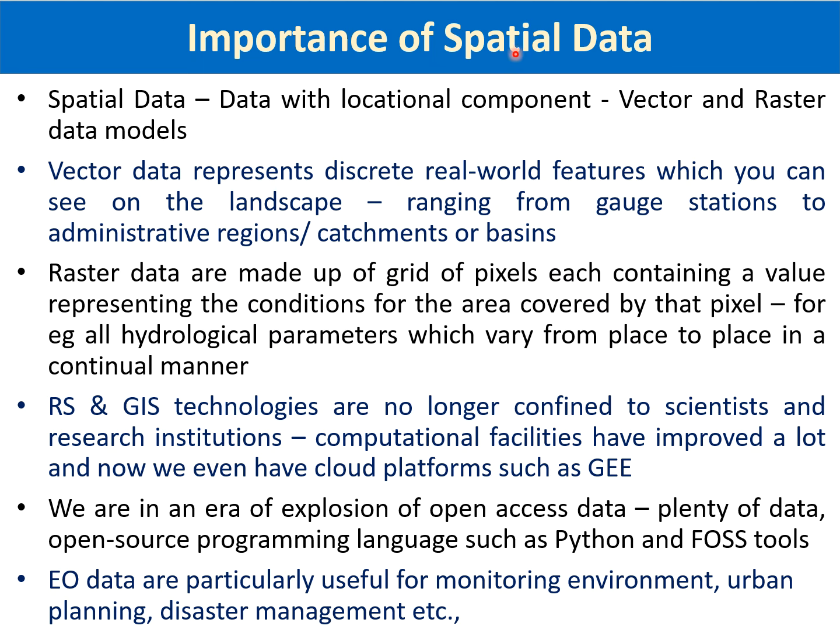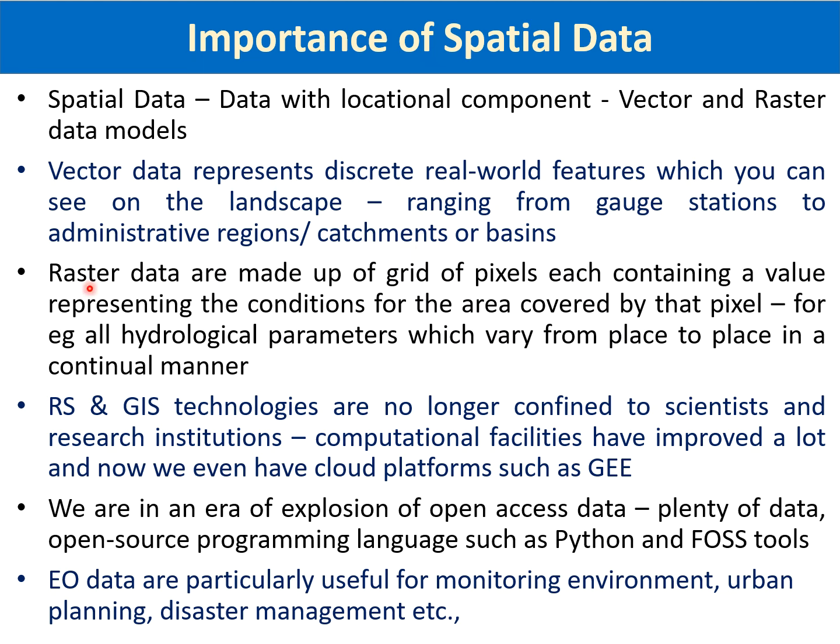This slide is about the importance of spatial data. Just to repeat, vector data represents discrete real-world features which you can see on the landscape, ranging from point data, for example rain gauge stations or hydrological observation stations, to polyline features like river systems or canal distribution systems, roadways, railways, and then polygons which can be used for representing administrative regions or hydrological boundaries or catchments or basins.